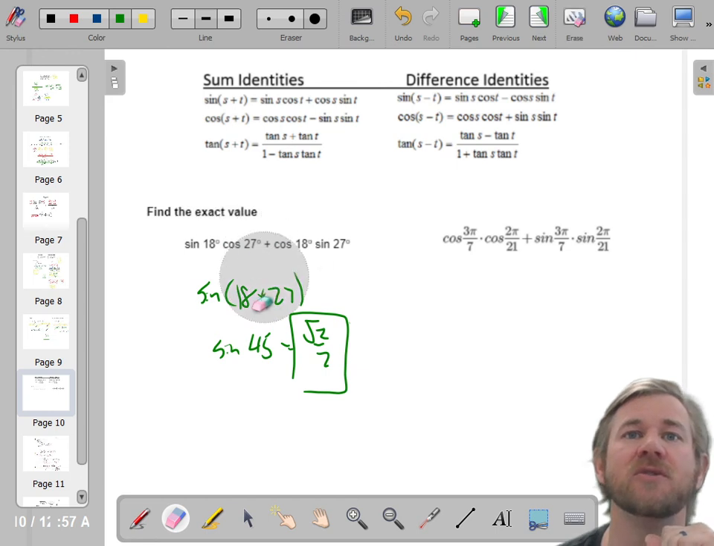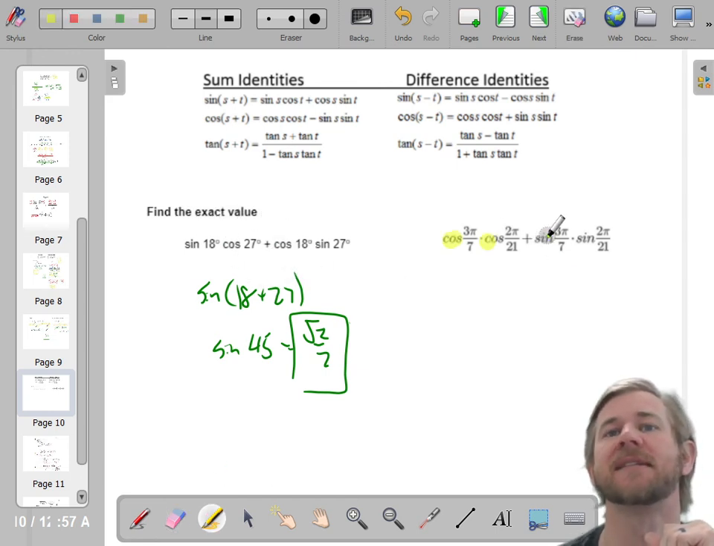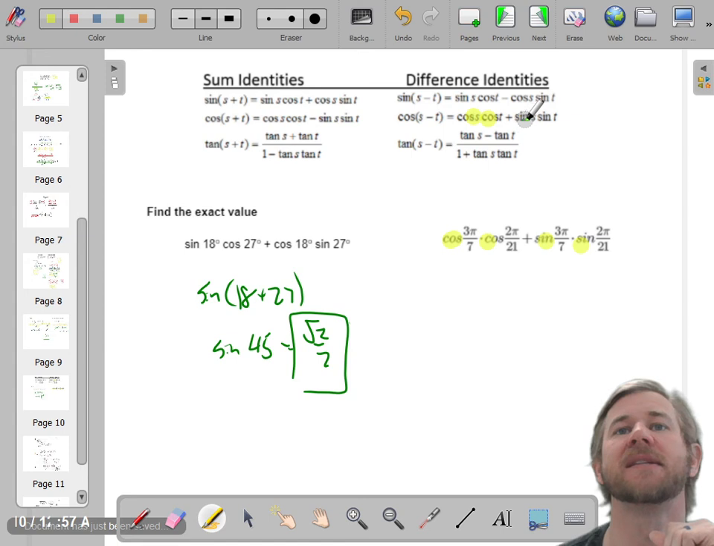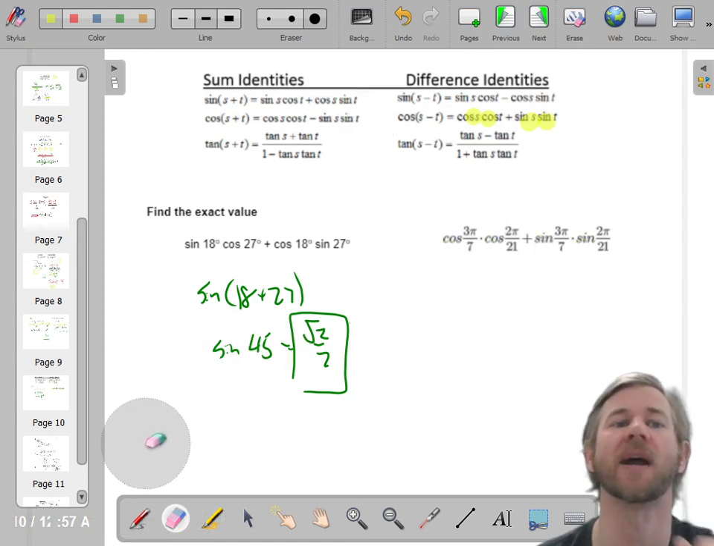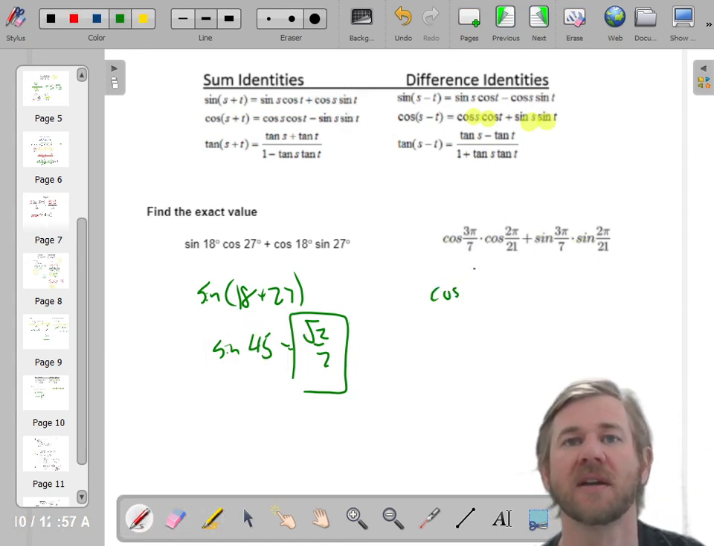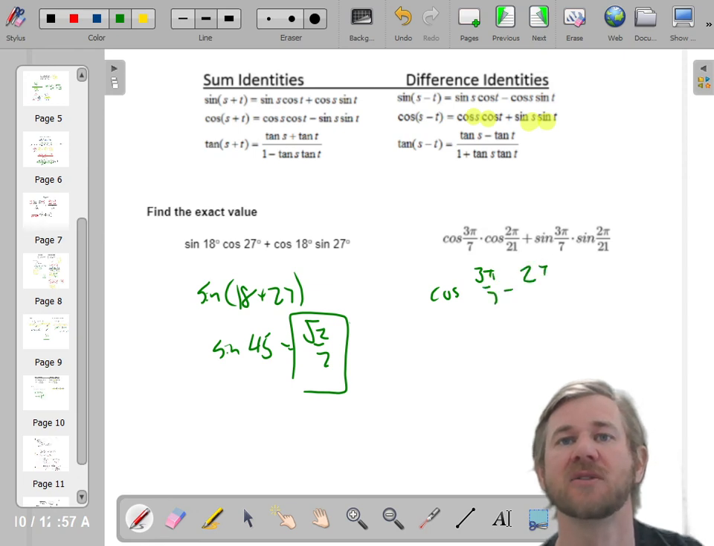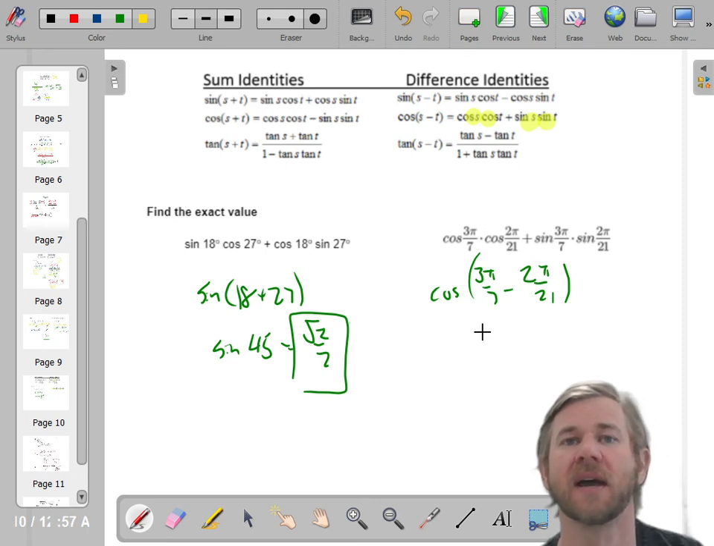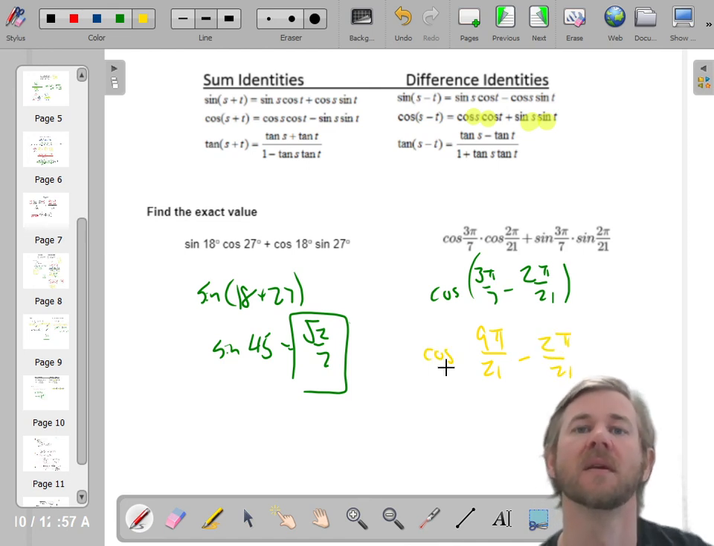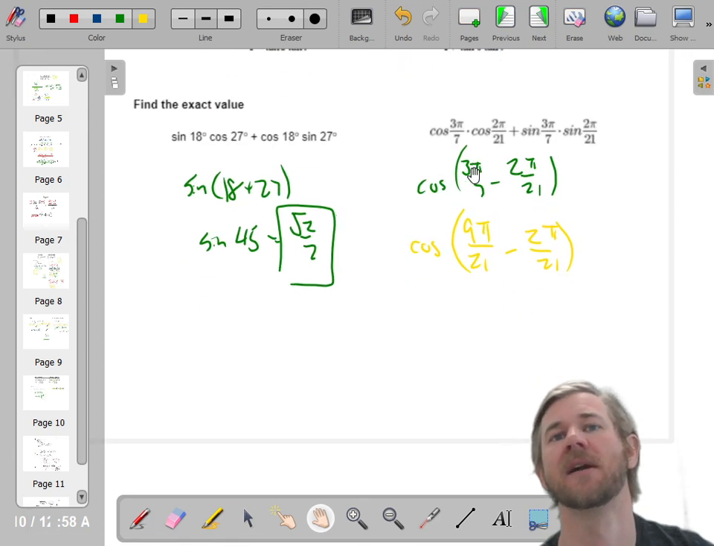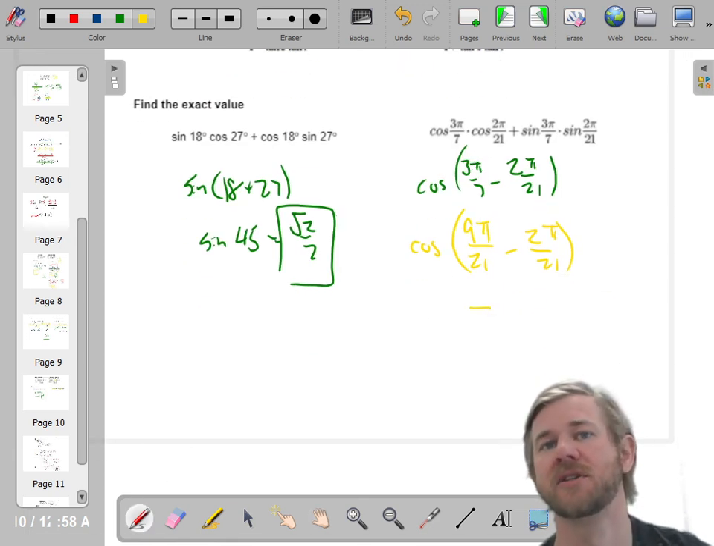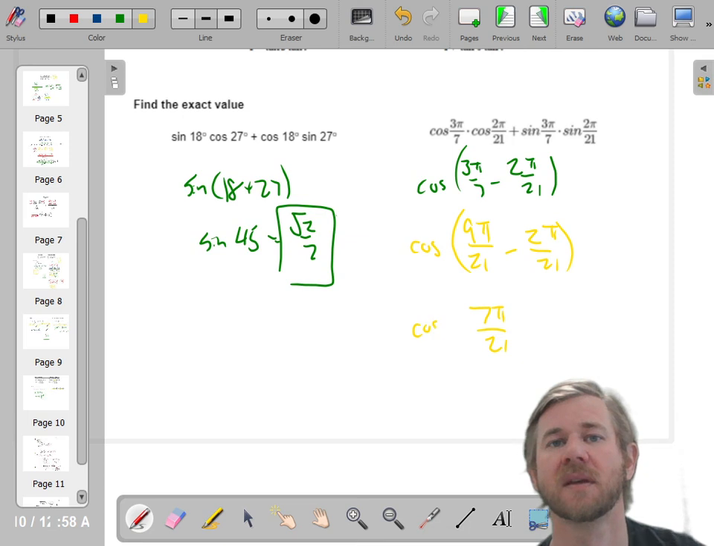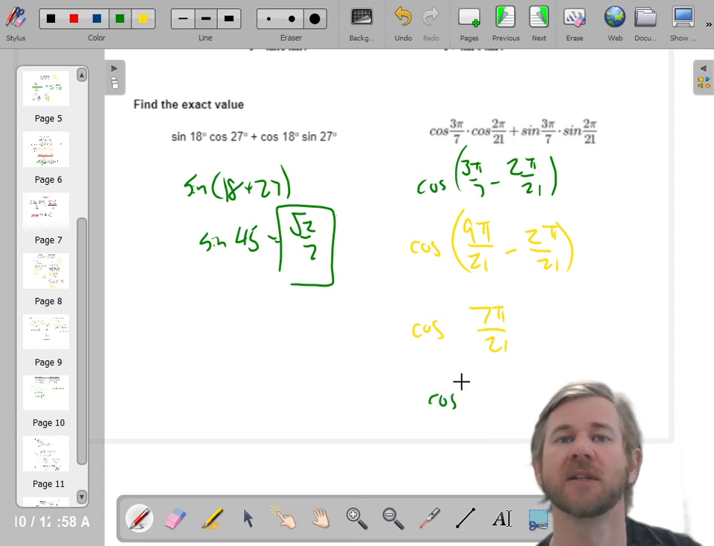Okay. Same idea here. You see cosine, cosine plus sine, sine. So cosine, cosine plus sine, sine, that's this one. This is the cosine subtraction formula. So this is the cosine 3 pi over 7 minus 2 pi over 21. You're like, oh my gosh, I need a common denominator. Let's triple this guy. If you multiply that top and bottom by 3, you get 9 pi over 21. So I am getting a common denominator. I'm multiplying the top and bottom by 3. 9 minus 2 is 7 pi over 21. 7 over 21, that's 1/3.